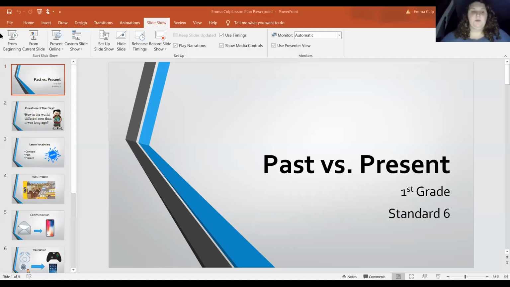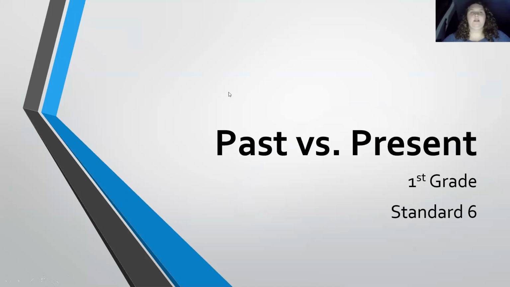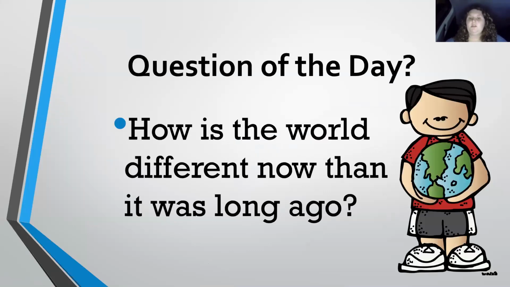Lesson on past versus present. This is a first grade lesson on the sixth standard of the Alabama course of study for social studies. This lesson deals with the past and present and how we are different now than we were in our past. This is a huge lesson, but today we're going to focus on communication and recreation features of our past and our present. We're going to begin with our sparking question.